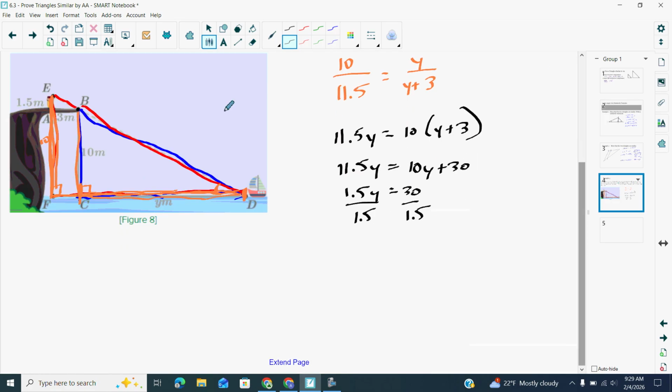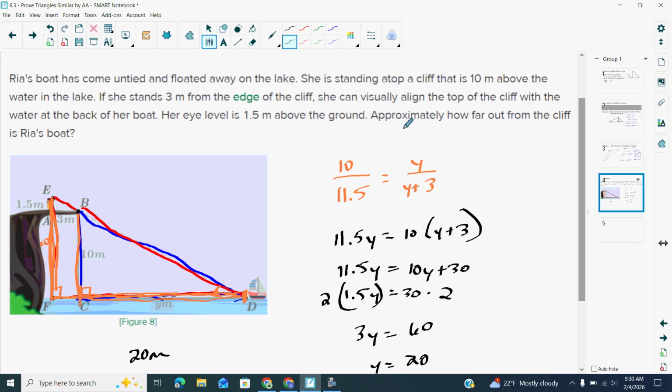Another way, if you don't necessarily want to work with the decimals, and I don't love working with the decimals either, is we can multiply by something that's going to clear our decimal out, like maybe 2, or a lot of times we use 10 to move the decimal point over. I'm going to do 2 just to keep the number smaller. 1.5 times 2, I know that's 3, and this is 60. Divide by 3. Either way, you get y is 20. Probably should include units there, 20 meters. Make sure we answer the question, how far out from the cliff is Ria's boat?